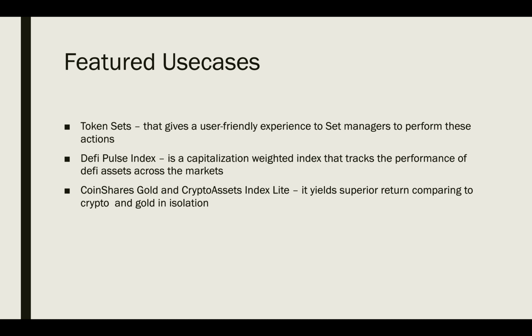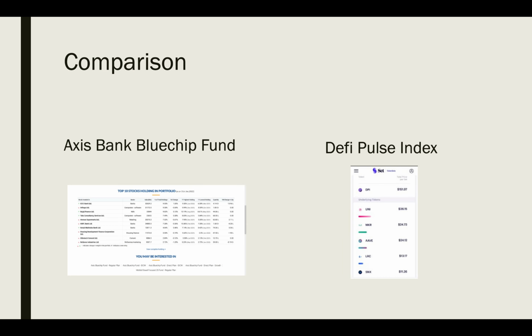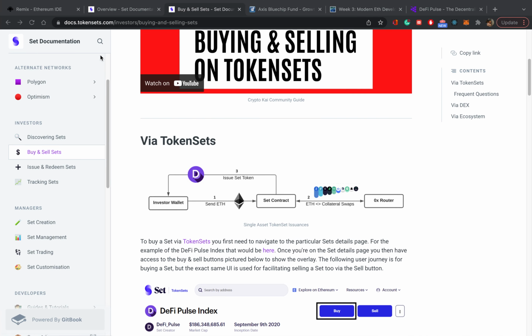So the best use case is TokenSets, which is giving an entire UI to this set protocol, a user friendly experience for managers and investors to buy, create, trade sets, etc. Then we come to DeFi Pulse Index or DPI. So it's a capitalization weighted index that tracks the performance of DeFi assets across the market. So let me show you.